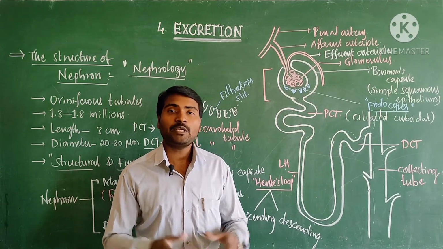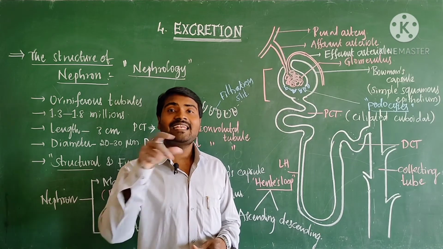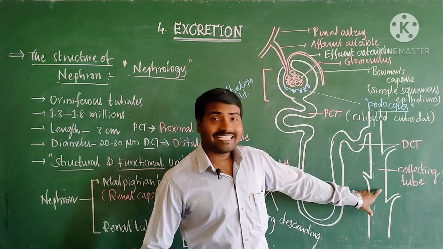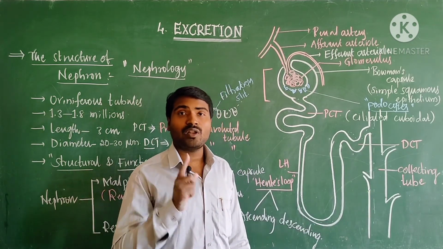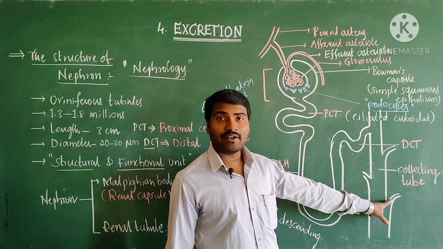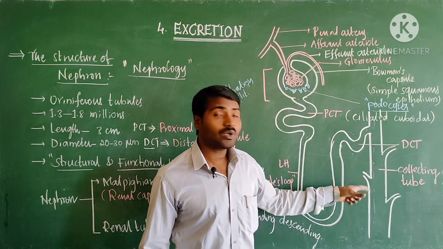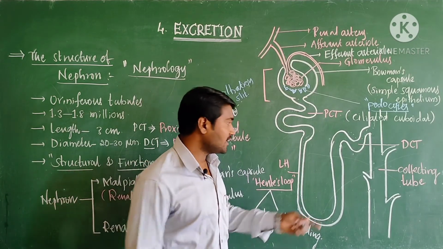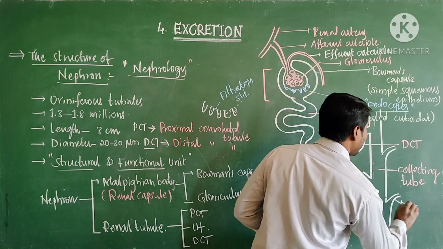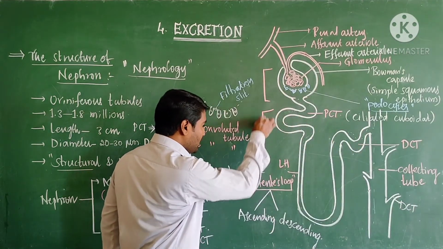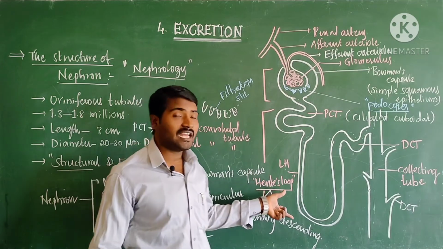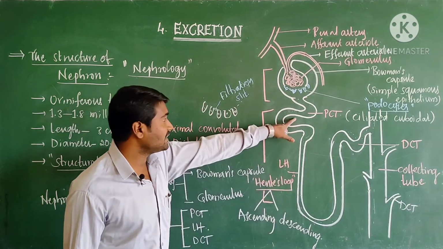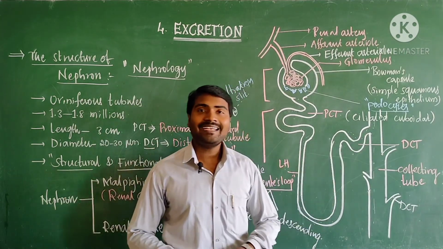Several collecting tubes form a collecting duct. That collecting duct opens into the papillary region of the renal pyramid. So this collecting duct is not a part of the nephron, we have to remember. So this is the DCT of another nephron. Likewise, several nephrons together open into one collecting duct. This complete tubular region is known as renal tubule. It shows PCT, loop of Henle and DCT.